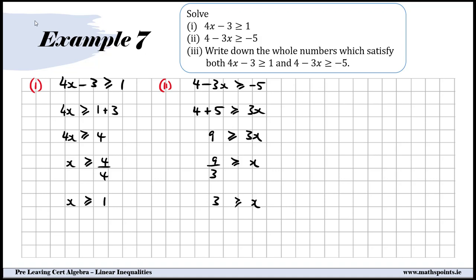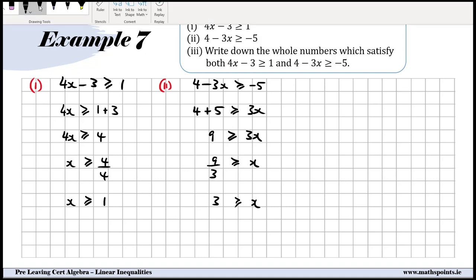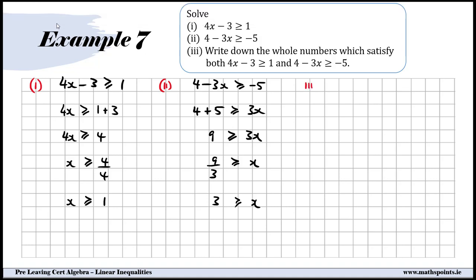Now you can see there I'm reading from right to left just because my x is on the right, and so it says 3 is greater than or equal to x, meaning x is less than or equal to 3. Okay, the third part of the question then asks us to combine the two. In part 1 we have a set of numbers that's bigger than or equal to 1, and in part 2 we have a set of numbers that's smaller than or equal to 3. And so the third part asks us to write down the whole numbers that satisfy both inequalities.